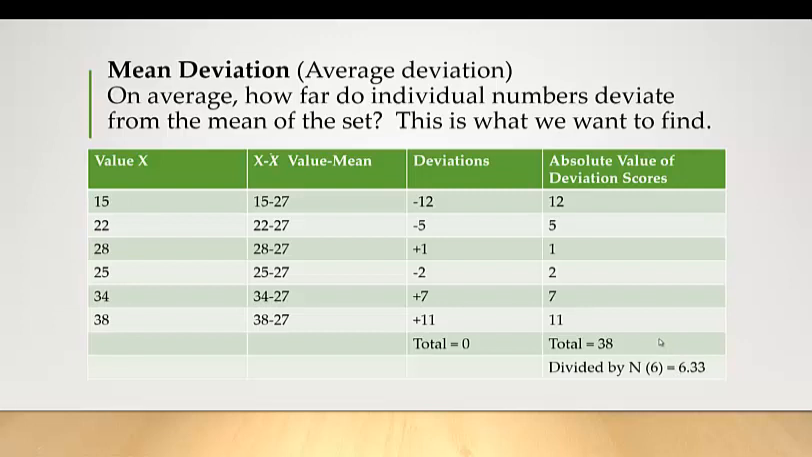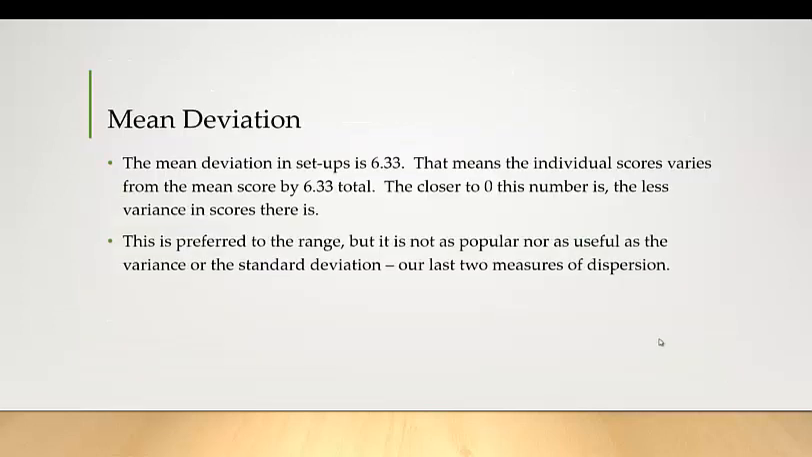Okay, our average distance from the mean number of sit-ups was 6.33. So the mean deviation of sit-ups is 6.33. This means the individual scores vary from the mean by 6.33 on average. The closer to 0 this number is, the less variance in the scores there would be.